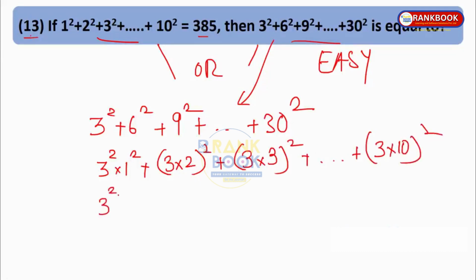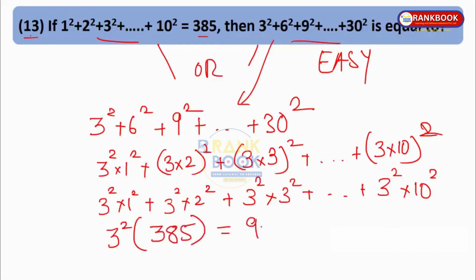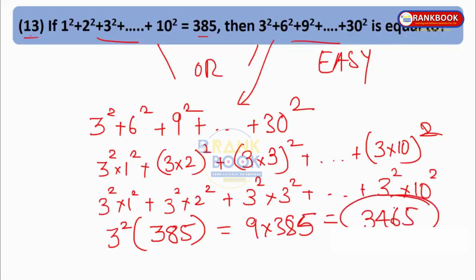We know it would be 3 square into 1 square plus 3 square into 2 square plus 3 square into 3 square plus up to 3 square into 10 square. Now can you see a pattern forming over here? Now we can take 3 square common, and what do we get? 1 square plus 2 square plus 3 square plus up to 10 square. But what is the value of that? That is 385 that they have given. So what will we get? 9 into 385. What will be the answer for this? It would be 3465. This is the answer.